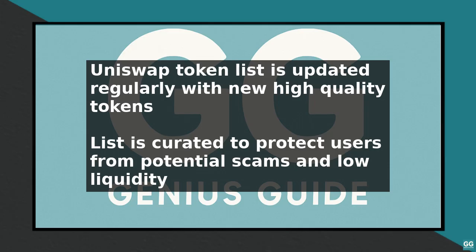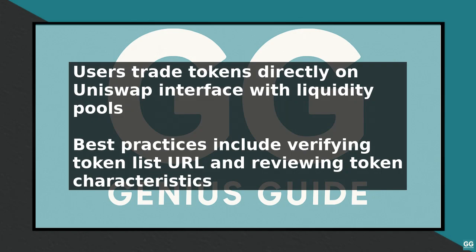Best practices for integrating the Uniswap token list include ensuring that the wallet is properly connected and configured, verifying the authenticity of the token list URL, and carefully reviewing the characteristics of each token before trading. By following these steps and best practices, users can safely and effectively integrate the Uniswap token list and begin to explore the world of decentralized trading.